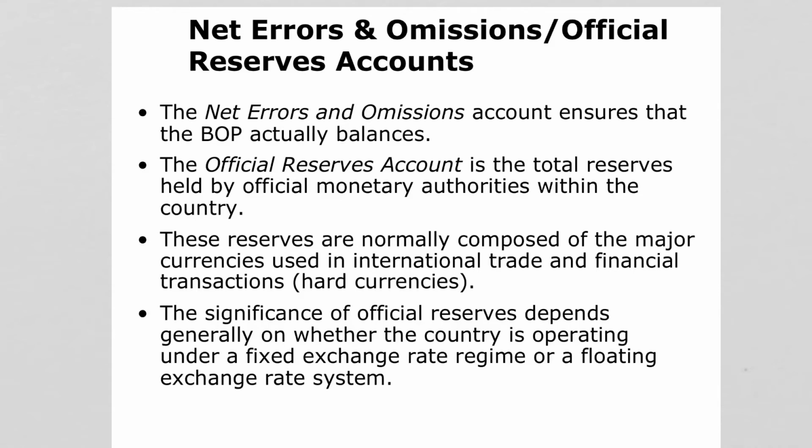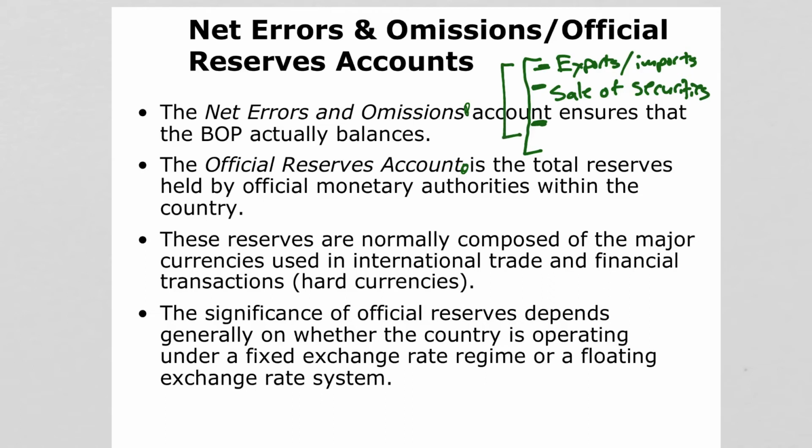Now, we mentioned these last two categories, net errors and omissions account and official reserves account. The net errors and omissions account is there because you have all these different categories, and when you sum them up, they should equal zero. But the way data collection works for all of these balance of payments is that some government agency will get information from banks, ports, other places, and tally all that information up.